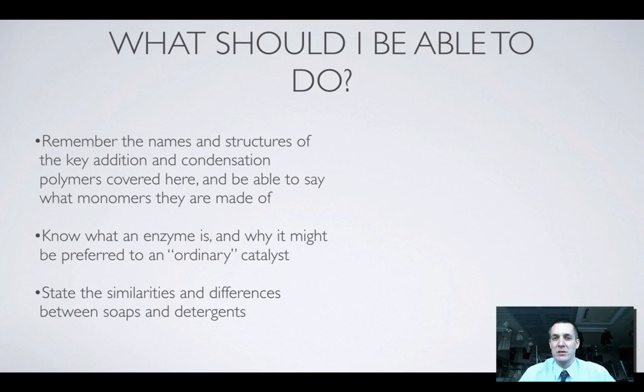So hopefully the monomers thing isn't new. You should know what an enzyme is and how it works as a catalyst, but that's just like any other catalyst, and why we might prefer it to what we might call an ordinary catalyst, and also the similarities and differences between soaps and detergents in terms of their structure. So now that we know a bit more about the structure of a detergent, we'll be able to talk about the way that a detergent differs from a soap in terms of its structure. We should already know about the advantages of detergents over soaps.